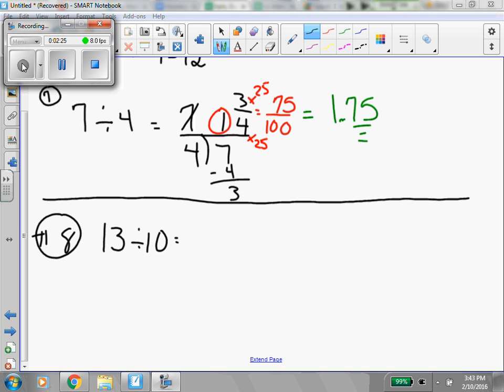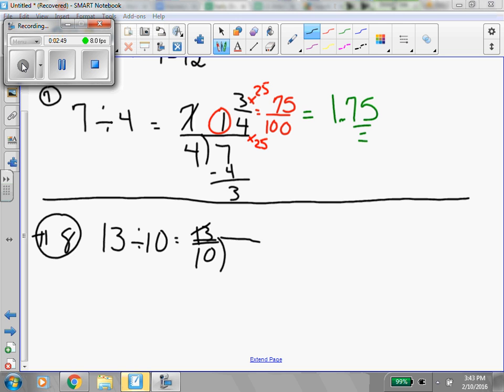So here's number 8, and we have 13 divided by 10. So let's pretend we have 13 pizzas, and we want to divide it between 10 people. How many pizzas will each person get? So 13 divided by 10 is the same thing as saying 13 tenths, because your 13 needs to be divided by 10. But it's illegal math. It's an improper fraction, so we're going to turn that into a mixed number.